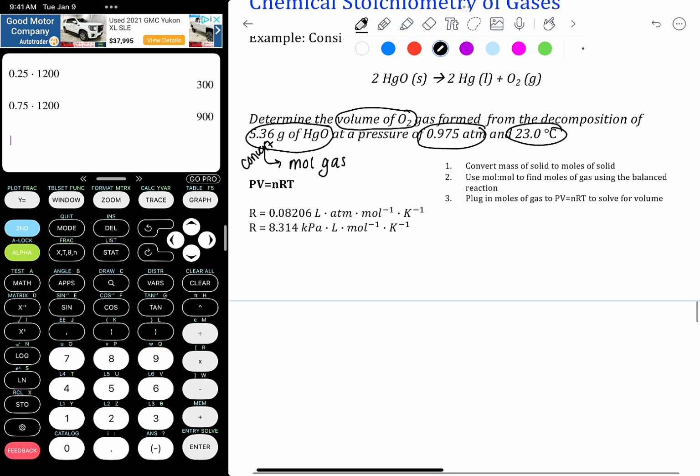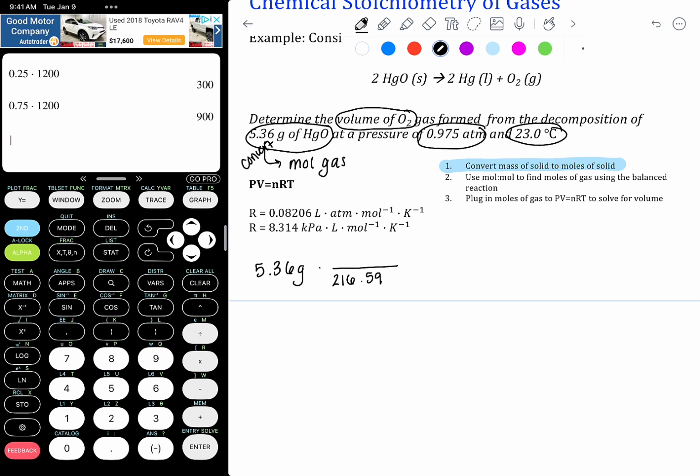So the first thing that we're going to want to do in this problem is convert our mass of solid to moles of solid. Okay, we know how to do that. We can convert mass to moles. So let's see, we have mass 5.36 grams. And we can use the molar mass of mercury oxide, which is 216.59 grams per 1 mole. We can find that molar mass from the periodic table.